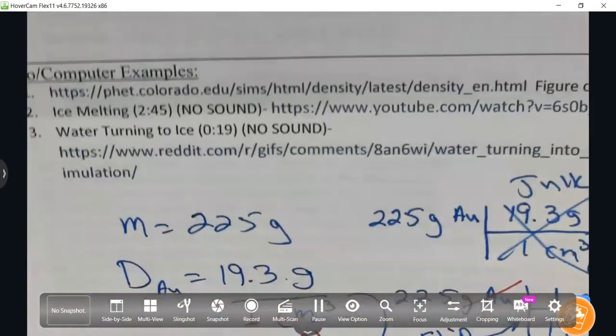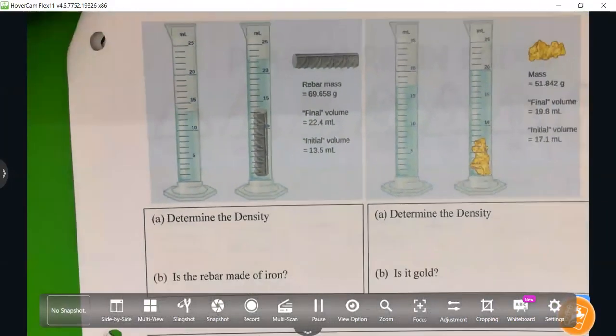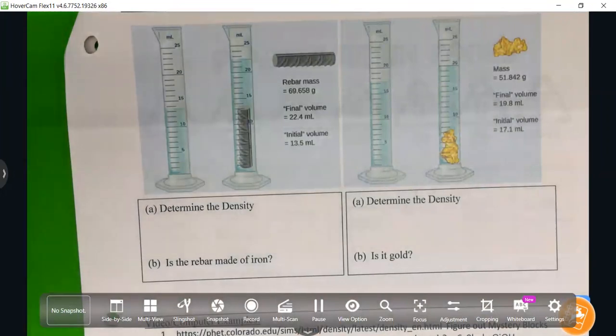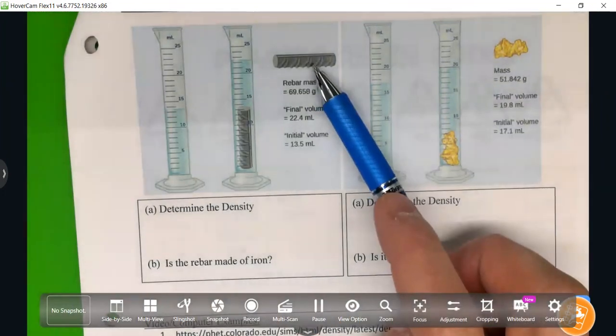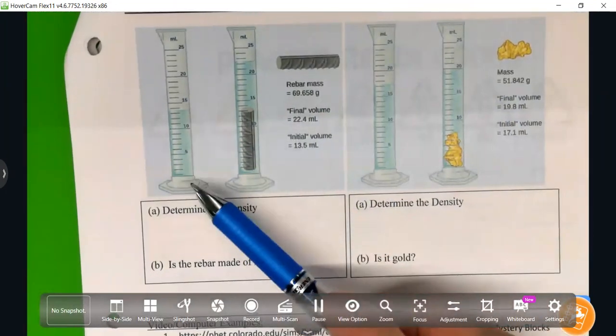Okay, let's do the density. Let's do a density problem up here. This will be similar to what you're going to do in lab. Obviously, you need a mass and a volume. To get your mass, set it on the balance. If you have a regular shaped object, a perfect cube, a perfect cylinder, you can measure the volume with a ruler. If you have something that is not perfectly symmetrical, we have to use water displacement.